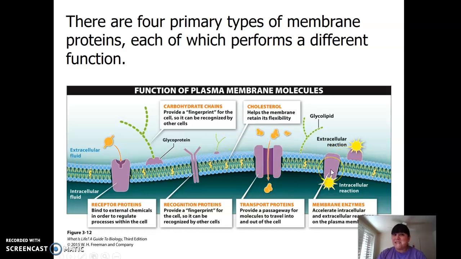Membrane enzymes, reactions, cellular reactions can happen there. So I will be putting some videos of cells doing their thing, and you need to watch them because they're cool. You're like, what? This is happening on the microscopic level?